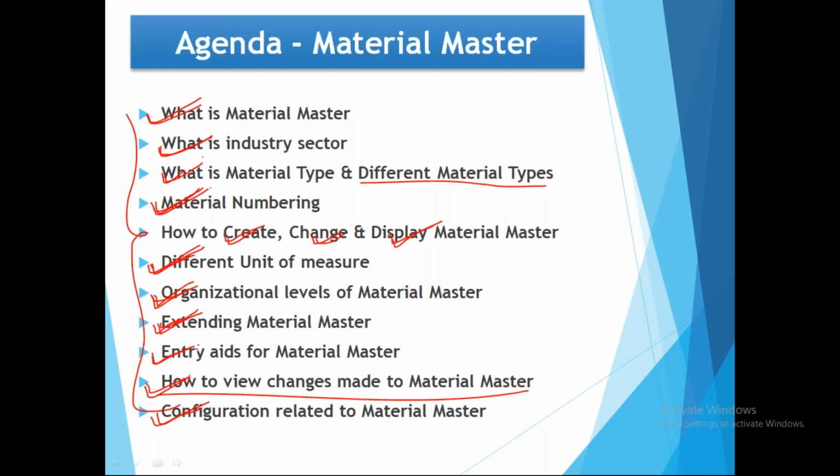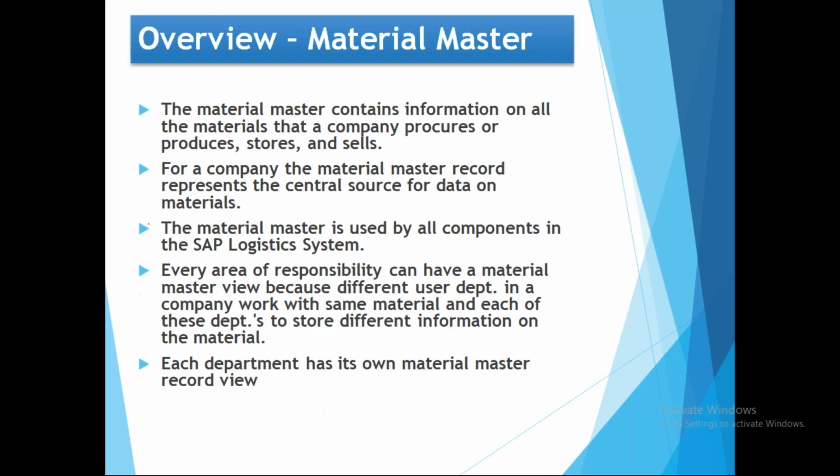So what is material master? The material master contains information on all the materials that a company procures or produces, stores and sells. Basically material master will contain information about that particular material. A material can be anything, like a raw material, packing material, semi-finished product, finished product, or it can be stationery, pen, pencil, notebook, computer, laptop, anything can be a material in the organization.